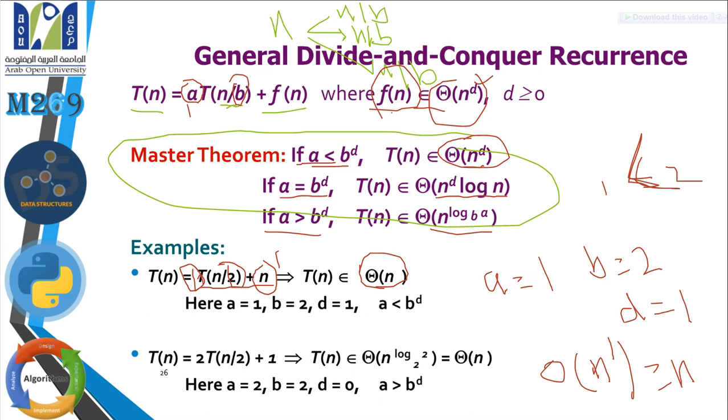Again, you are given this function here. So a is 2. This is the value of a. And b is 2. And d, what is the value of d here? I know it's written 0. How is it 0? Yes, 0, it's the power. It is 1 to the power 0.